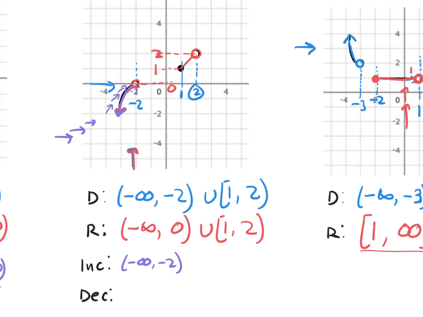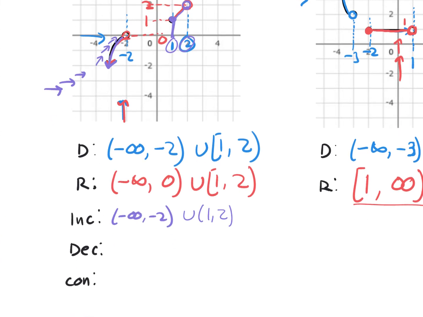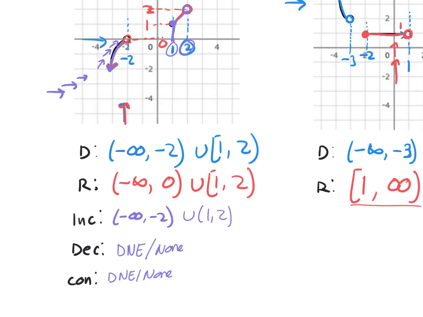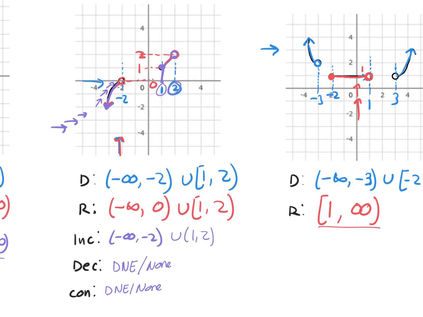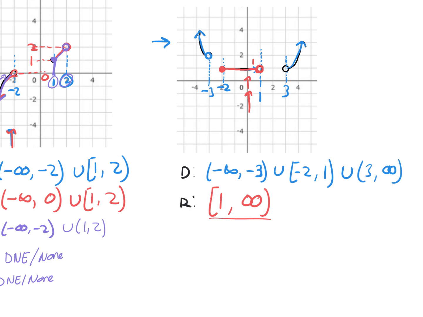Where else are we going up? Well, it looks like from this point right here, we are going up between 1 and 2. So I'm also going to be increasing from 1 comma 2. And we're not decreasing anywhere, and we're not constant anywhere. So I'm going to write DNE for does not exist, and DNE over here. DNE, or you can write none. Doesn't really matter, they mean the same thing. So nothing special really happened in those first two. Let me actually look at this one now. This one we're actually going to fill in the rest of the stuff.